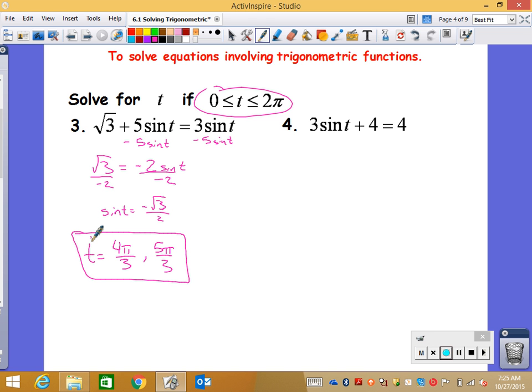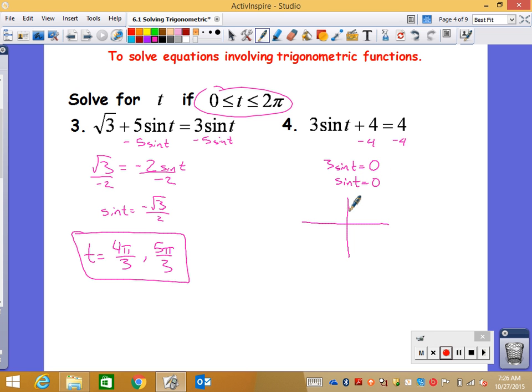Now let's check out this one. I'm going to get my sine t by itself again, so negative 4, negative 4. So I get that 3 sine t is equal to 0. Now when I divide by 3, I still end up getting that sine t is 0. So I got to think about, hey, in my coordinate plane, when is the y value on my unit circle 0?